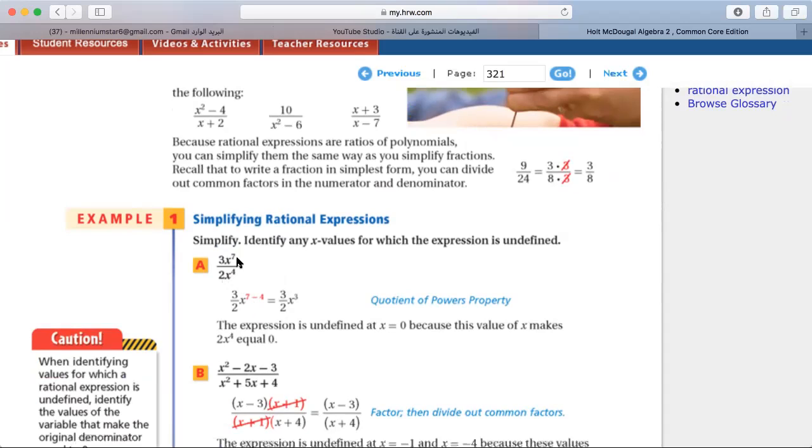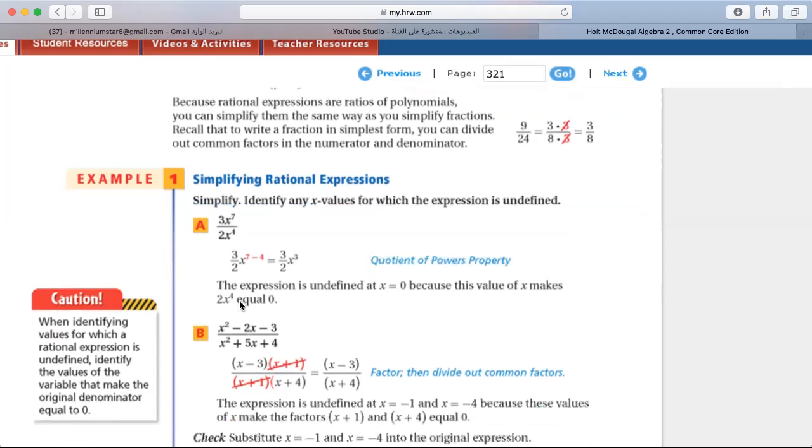When I want to divide exponents, I subtract them. So x to the power 7 divided by x to the power 4 will be x to the power 7 minus 4, so it will be x to the power 3. So now I simplify the coefficients here, 3 over 2. I cannot simplify them, they are already simplified.